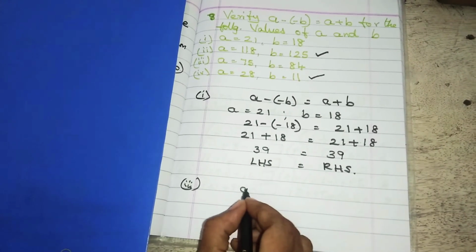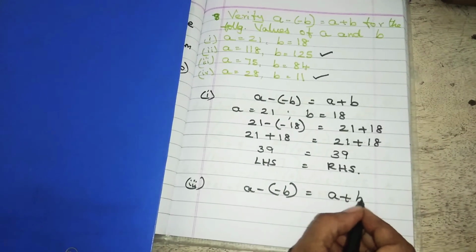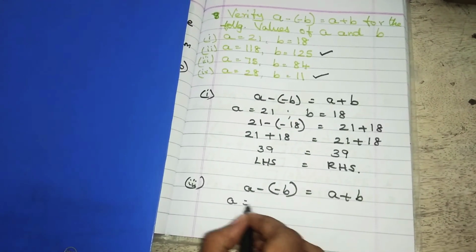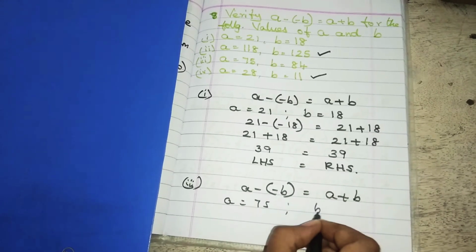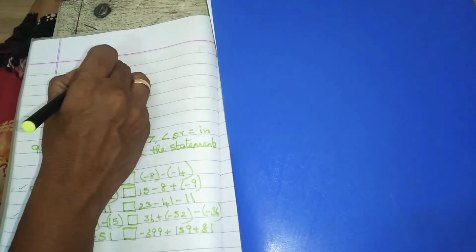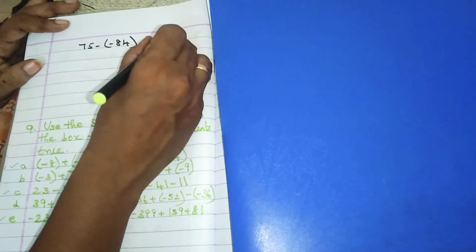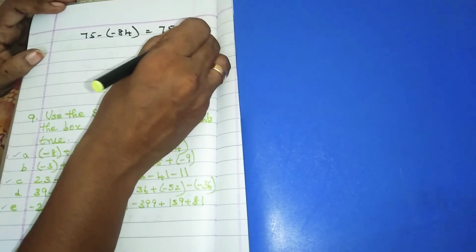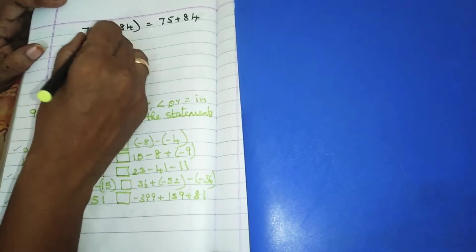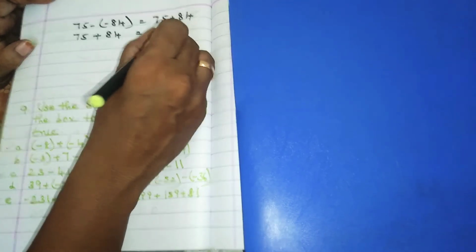Again the same thing. A minus of minus B is equal to A plus B. Now A value is 75 and B value is given to be 84. A value is 75 minus of minus 84, which is equal to 75 plus 84. Now as I said, minus into minus, again plus. So 75 plus 84 is equal to 75 plus 84.